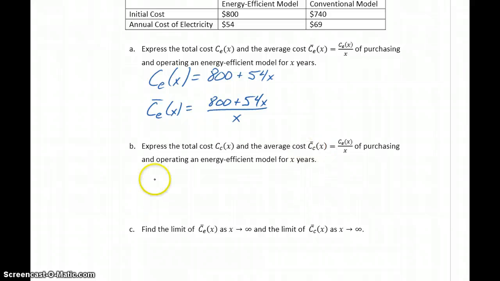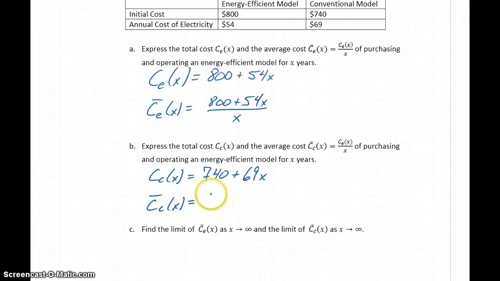So similarly, for the cost of our conventional product, we have an initial cost of $740 plus the variable cost of $69 per year. To get the average cost function, we again take that cost function and divide it by x.